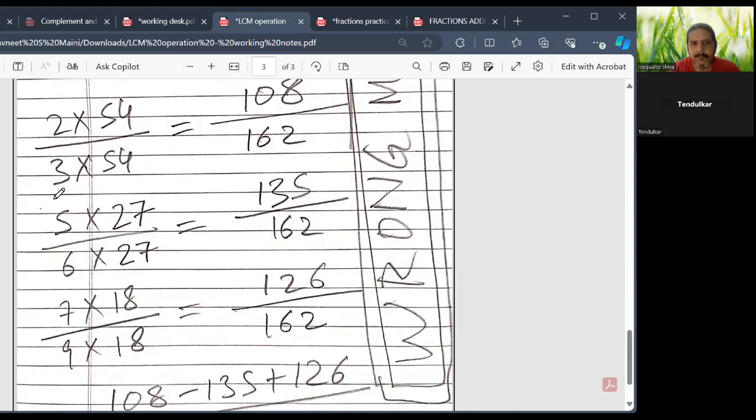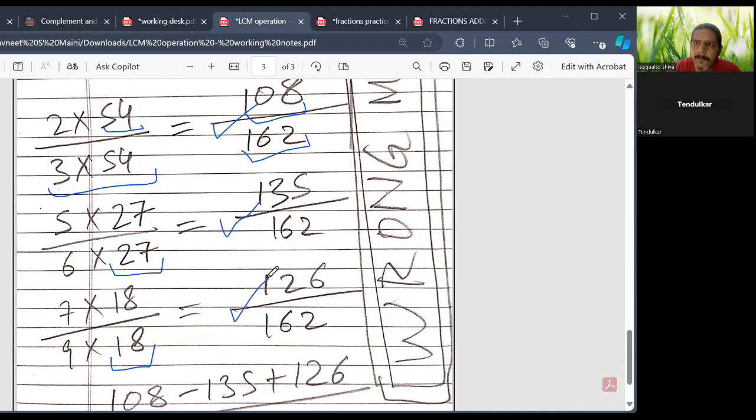For example, I'll have to multiply this 3 by 54 to get 162, then the numerator will also get multiplied by 54 and the answer would be 108. Here I have to multiply by 27. Here I have to multiply by 18. So you see that these numbers are very big.